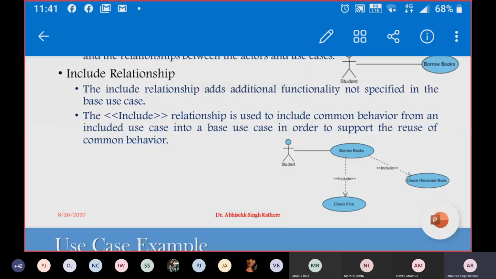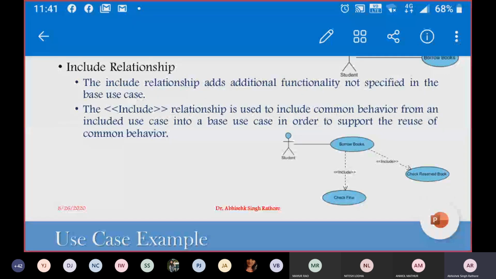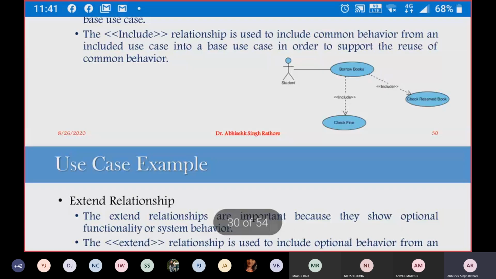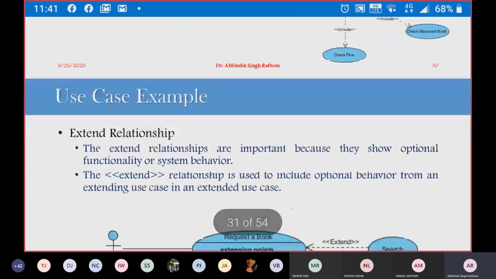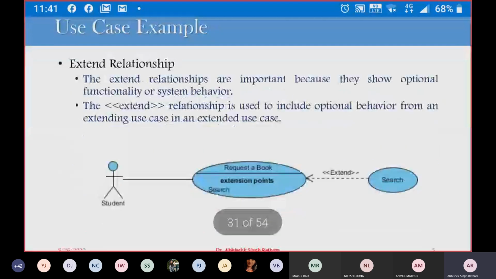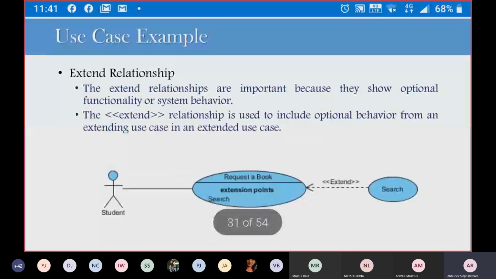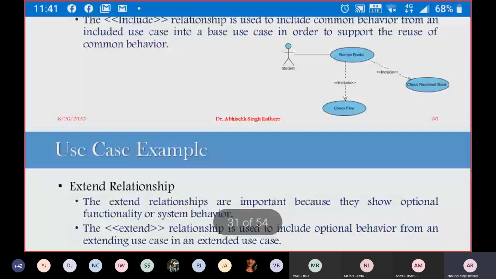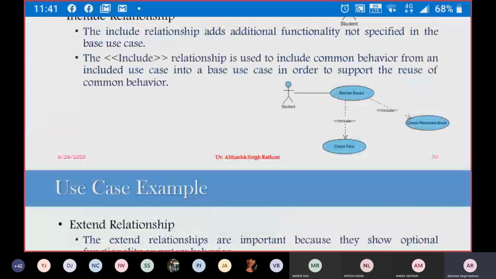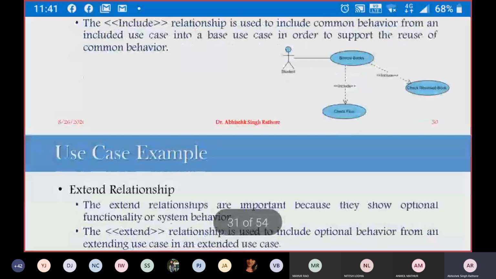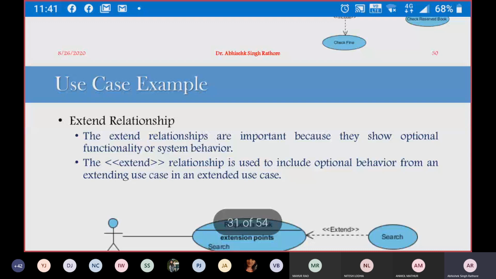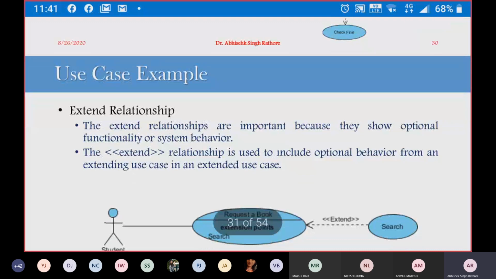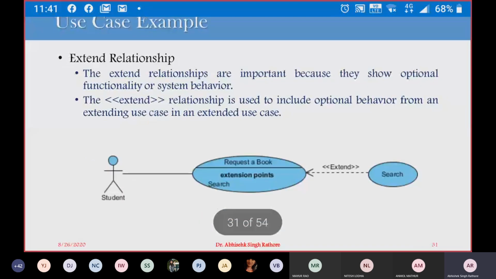Then the next relationship is the extend relationship. So what is this extend relationship? This extend relationship is very important and provides optional functionality, while in case of the include relationship you are providing additional functionality. In the include relationship, the flow of information is from the base use case to another use case that provides additional functionality, with the stereotype include. While in case of the extend relationship, the relationship points toward your base use case. So this is just the opposite direction of your include relationship.